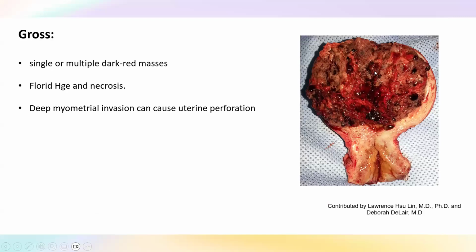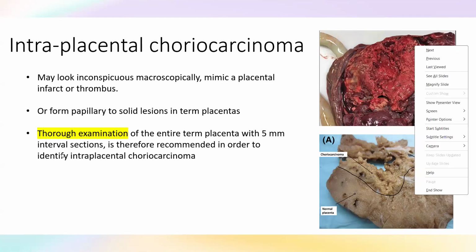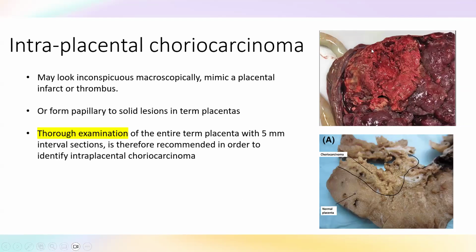Grossly, the tumor is hemorrhagic, as you can see, single or multiple dark red masses with florid hemorrhage and necrosis, deep myometrial invasion, may be spotted with the risk of perforation. This is how the intraplacental choriocarcinoma might look, the placenta. It might actually be inconspicuous macroscopically, and can mimic a placental infarct or thrombus.